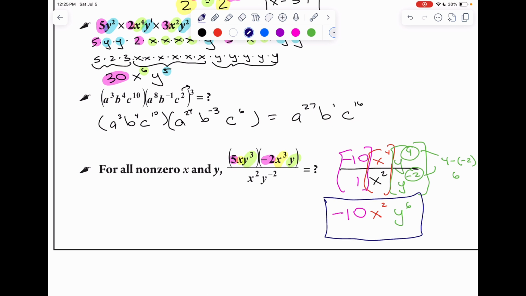Well, that's a lot about exponents. So let's pause here with this for today, and we're going to pick up with absolute values in the next video.